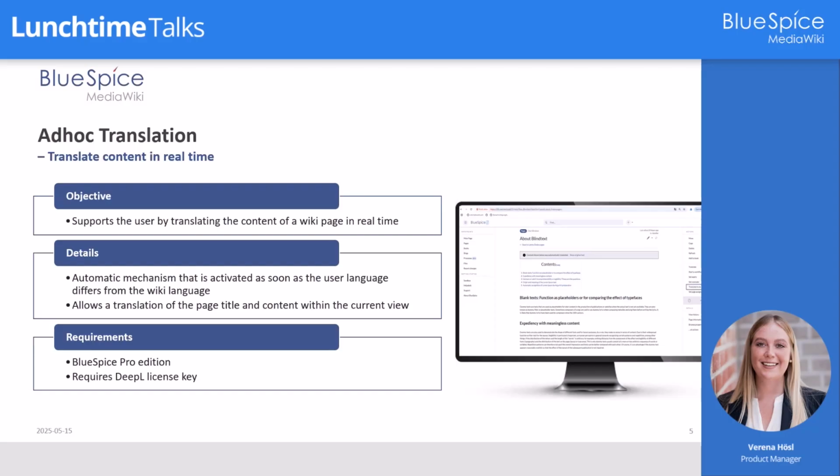Be aware that this is only during the current view in read mode. If you refresh your tab, the content will be displayed in the original language again. For using this feature, one needs the BlueSpice Pro edition. So this is available with BlueSpice Pro and not with Farm. But for activating this feature, one also needs a DeepL license key, because it's the translation service provider we used.